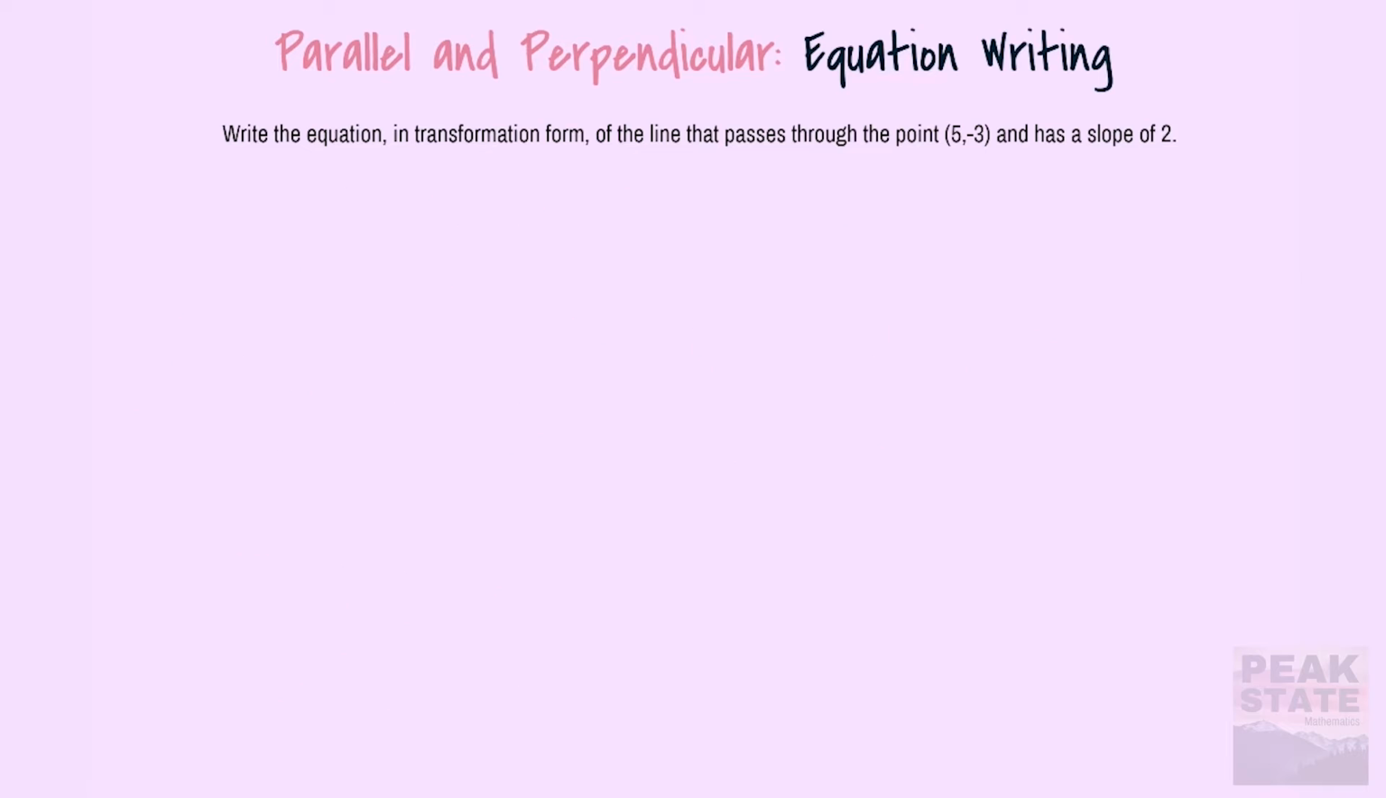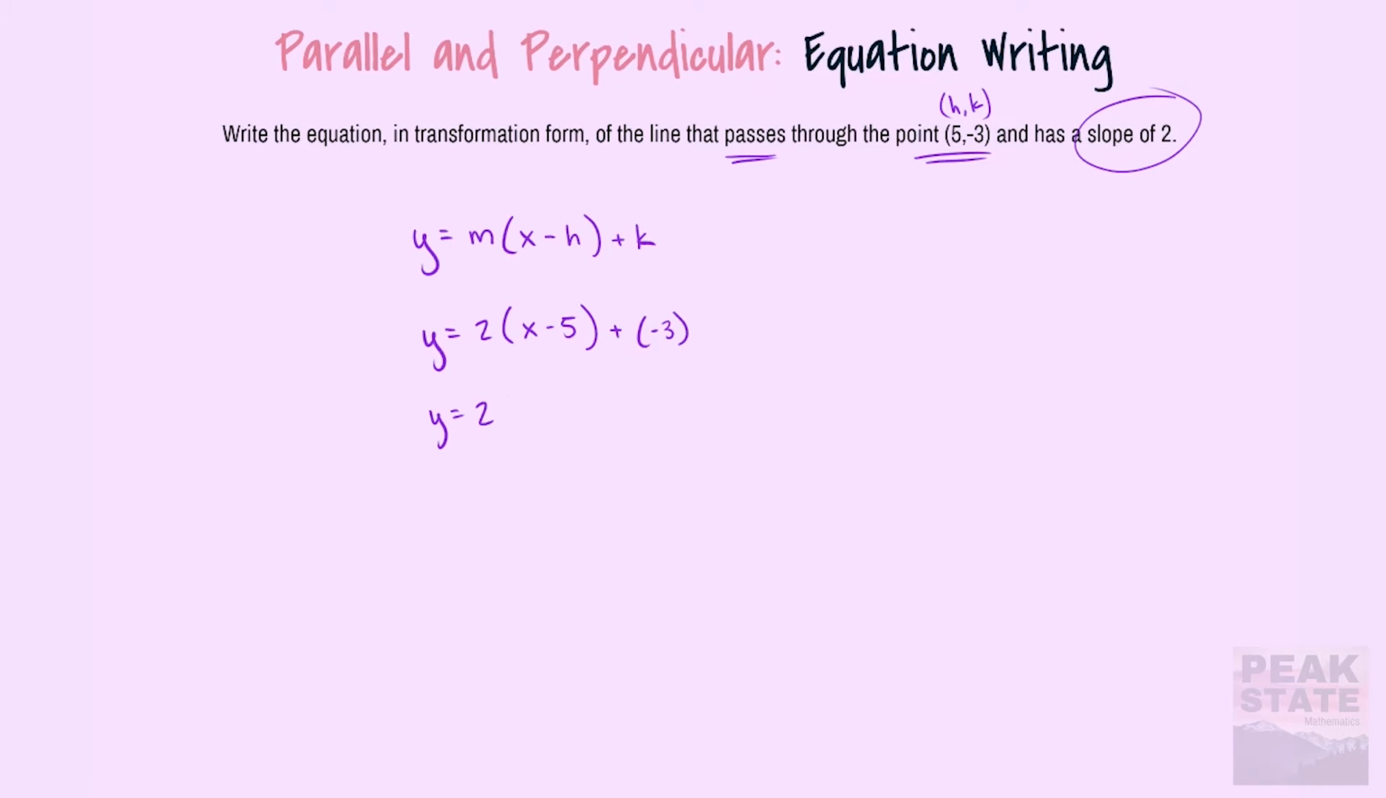So let's apply this and actually write the equation for a line that passes through (5, negative 3) with a slope of 2. So using our equation, we're going to plug in the 2 for our m, plug in the 5 for our h, and plug in the negative 3 for our k. Once we simplify this, we see y equals 2 times the quantity x minus 5 minus 3.